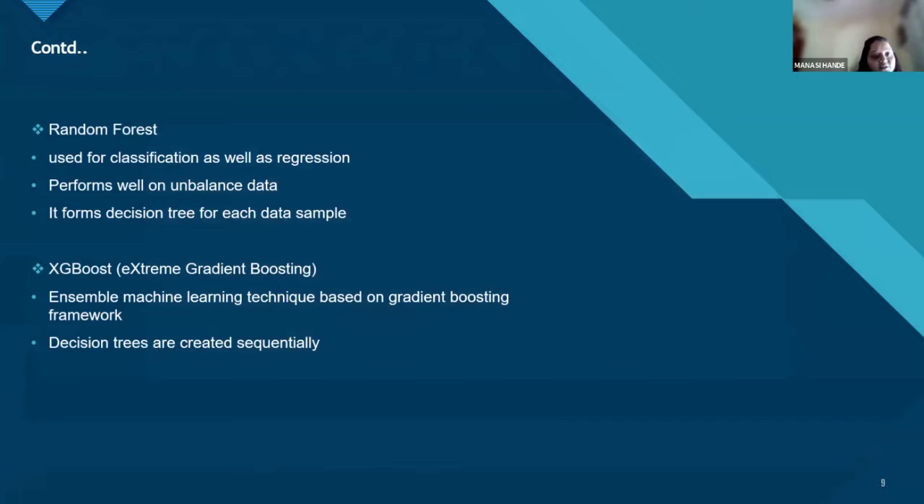XGBoost is nothing but extreme gradient boosting. It is similar to random forest, and it is a decision tree ensemble learning algorithm. It differs from random forest because it uses boosting techniques.